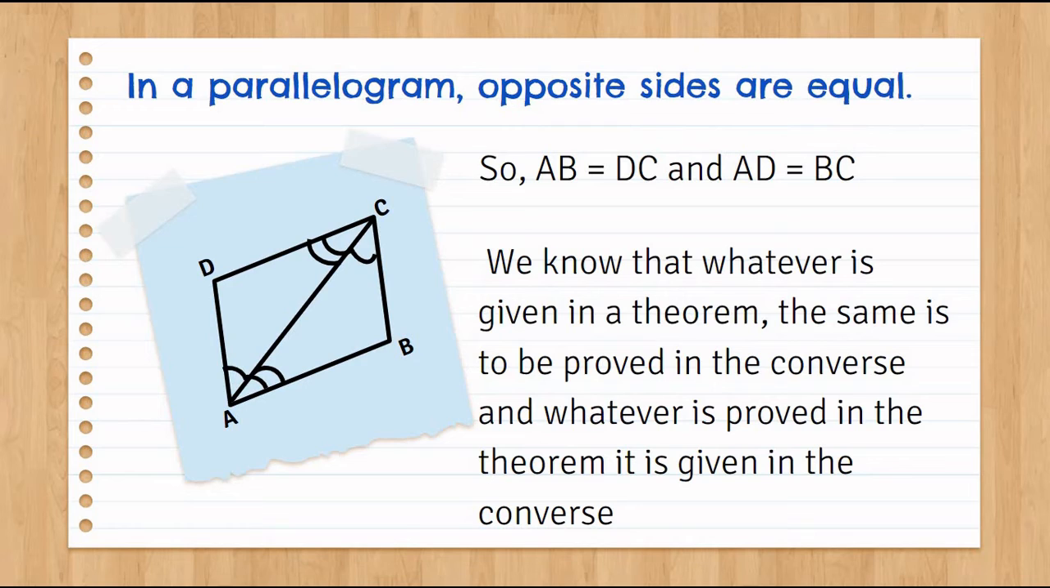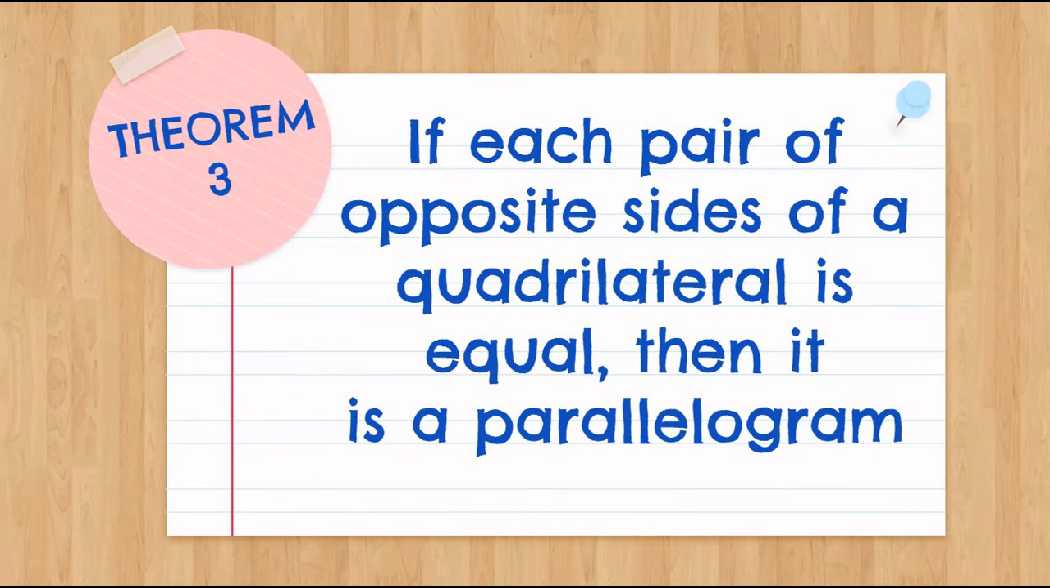Now, what is the converse of this result? So we already know that whatever is given in a theorem, the same is to be proved in the converse, and whatever is proved in the theorem, it is given in the converse. So thus, theorem 2 can be stated in another way also. It can be stated as theorem 3, which we name here: if each pair of opposite sides of a quadrilateral is equal, then it is a parallelogram. So here comes our theorem 3. They are both the same, but it's the converse of it.